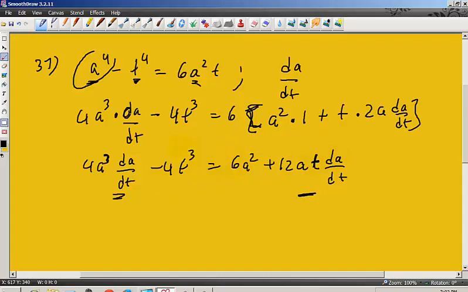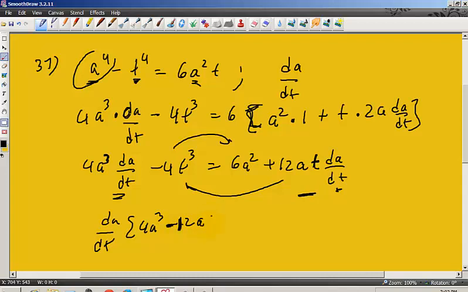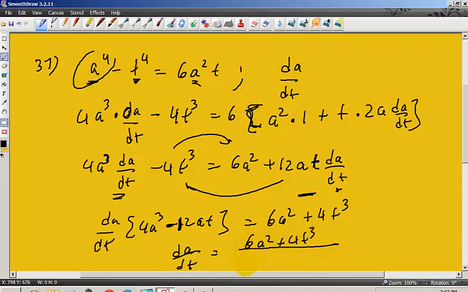I'm going to take this to the right, take this to the left, and factor out a dA dt from both of those. So when I factor out dA dt, I'm going to get 4a to the third minus 12at, and that's equal to 6a squared plus 4t to the third. So my dA dt turns out to be 6a to the second plus 4t to the third, all that over 4a to the third minus 12at, and that is my derivative.